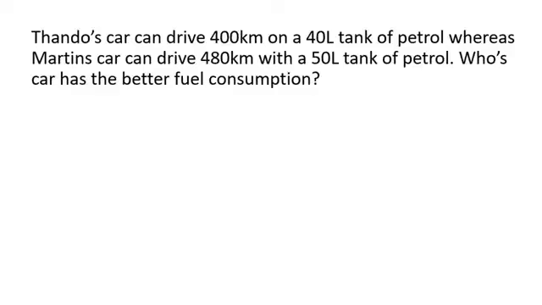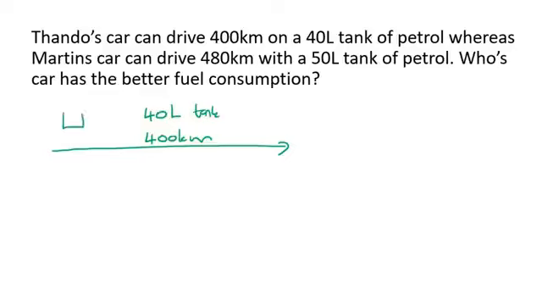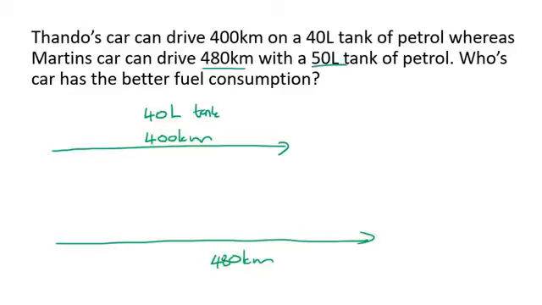This one says that Thando's car can drive 400 kilometers on a 40-liter tank of petrol. So let's just draw a little picture. Thando's car can go 400 kilometers, and he has a 40-liter petrol tank. Like in the car, it's got a petrol tank. His petrol tank is 40 liters. Martin's car can drive 480 kilometers, but he's got a 50-liter tank. So they want to know whose car has a better fuel consumption.